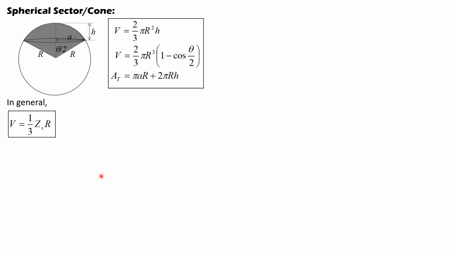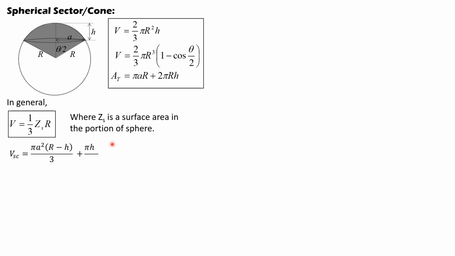Again, the volume of a spherical sector or cone is equal to the volume of the cone plus the volume of the spherical segment of one base. The volume of the cone is 1/3 pi a squared times the height, and the height is big R minus h, plus the volume of the spherical segment, pi h squared over 3 times the quantity 3r minus h. So the volume of the spherical cone is pi a squared times the quantity r minus h over 3, which is the volume of the conical part, plus the volume of the spherical segment, pi h squared over 3 times the quantity 3r minus h.